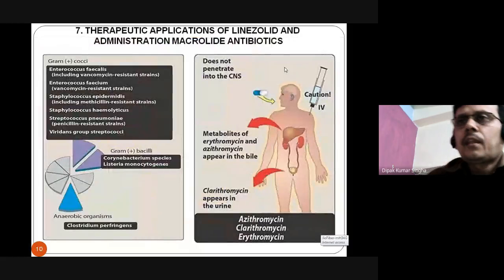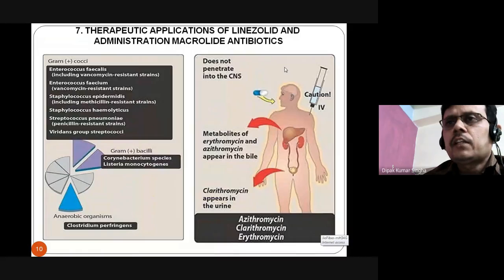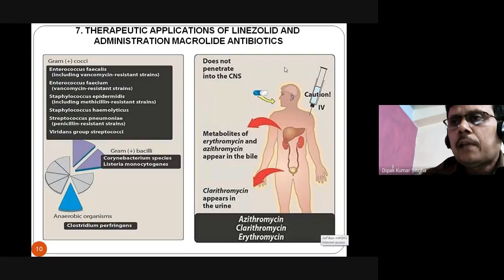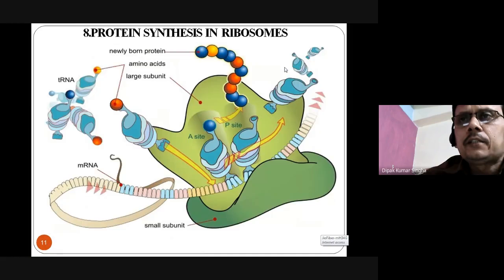Okay. Next, the therapeutic application of the macrolides and the administration of the drugs. Azithromycin and clarithromycin can be given by intravenous or intramuscular injection. The metabolite of erythromycin and azithromycin appears in the bowels, and clarithromycin appears ultimately in the urine. It covers gram-positive cocci, Streptococcus, bacilli, and Staphylococcus epidermidis.